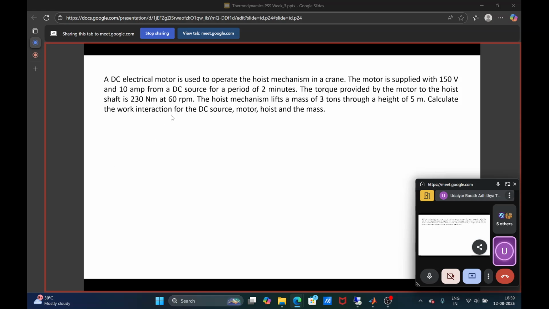So you have a DC source which is a battery, supplying energy to the motor, and the motor is driving a hoist, and then the hoist is lifting the mass. So that is the case, and you have to find the work interaction for each of these components. Try solving this. You take each component and find out what the work interaction is in each, whether it is receiving work or delivering work.